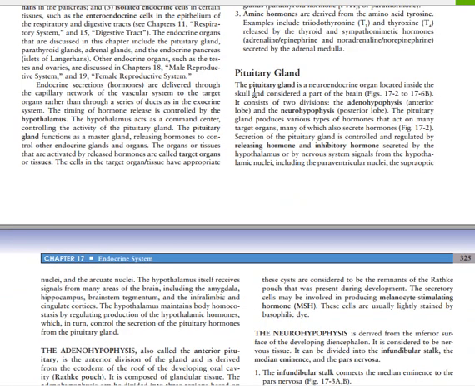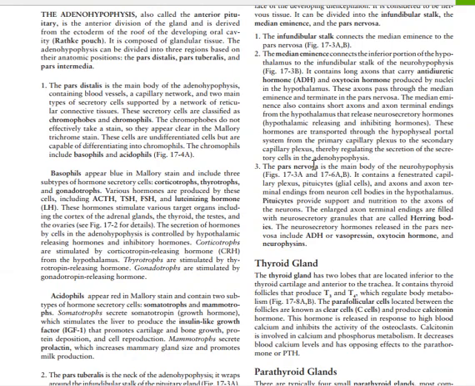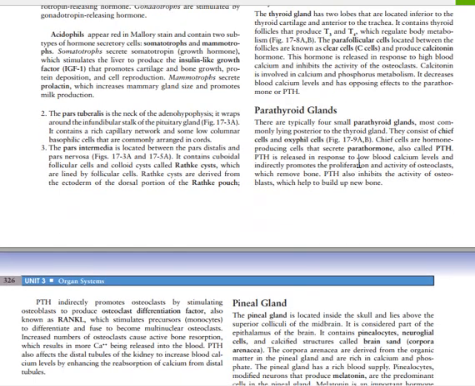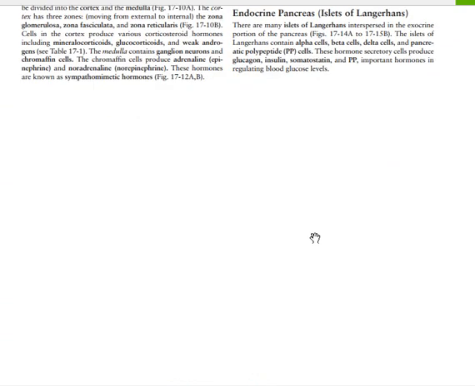Now, the different glands that we have: you have the pituitary gland, which is divided into two. It's divided into the anterior pituitary gland, called the adenohypophysis, and the posterior pituitary gland, called the neurohypophysis. The next gland in the endocrine system is the thyroid gland, then the parathyroid gland, then the adrenal gland, the pineal gland, and the endocrine pancreas and the islets of Langerhans.